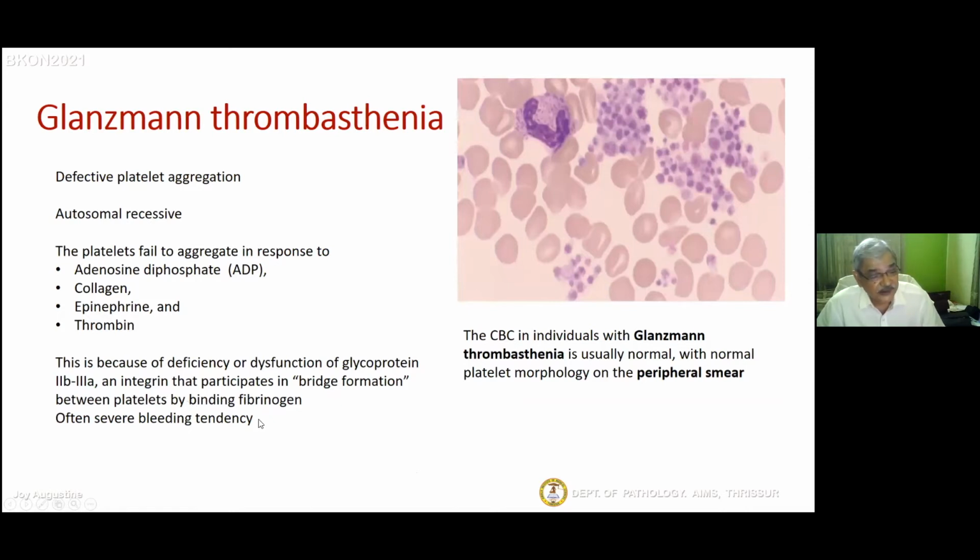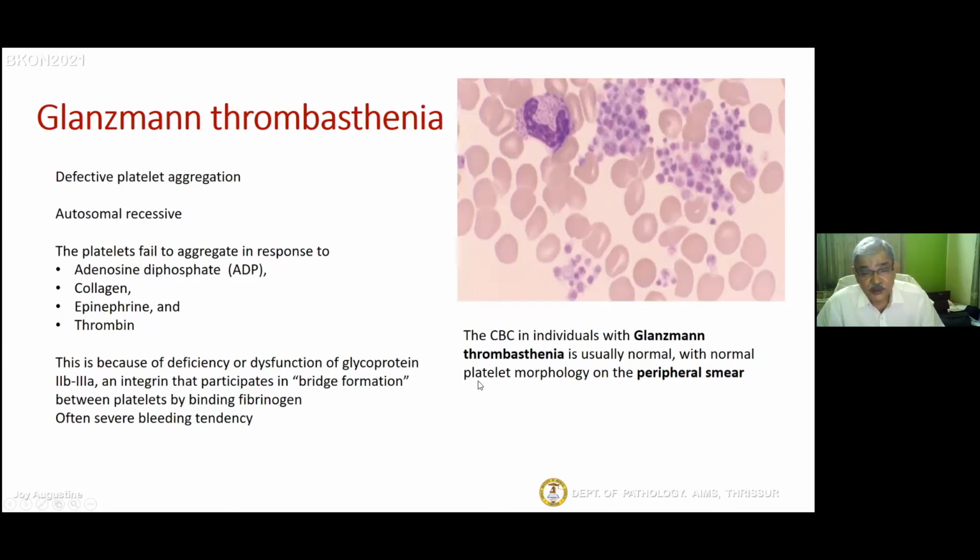It's an integrin, and it participates in the bridge formation between the platelets through fibrin and fibrinogen. And this may often present with a very serious bleeding tendency. Incidentally, this is an autosomal recessive disease, and a consanguinity history can invariably be generated if you ask questions.